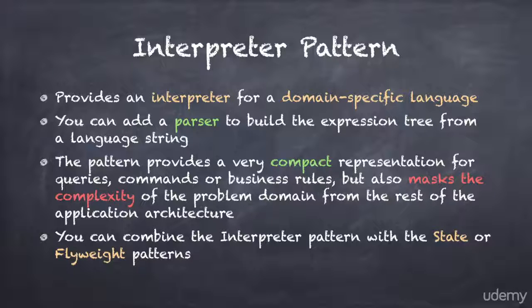The interpreter pattern provides an interpreter for a domain-specific language, with an optional parser to build the expression tree from a language string. This provides a very compact representation for queries, commands, or business rules in the given domain, but it also masks the complexity of the problem domain from the rest of the application architecture. For very large languages, the pattern can create lots of expression objects in memory. You can combine the interpreter pattern with the state or flyweight patterns to reduce the number of objects on the heap.